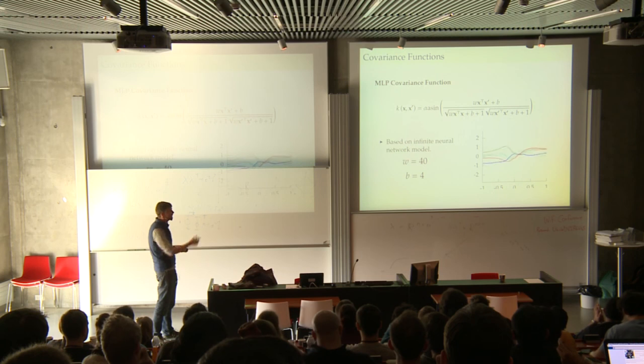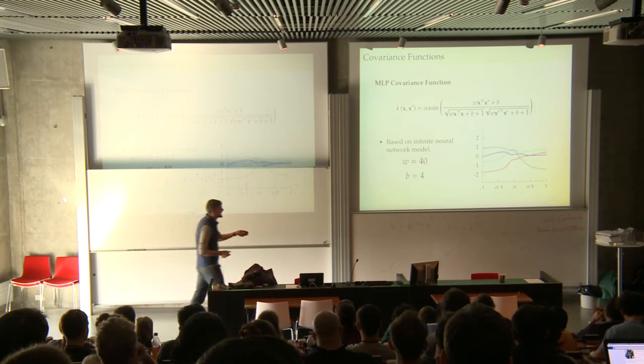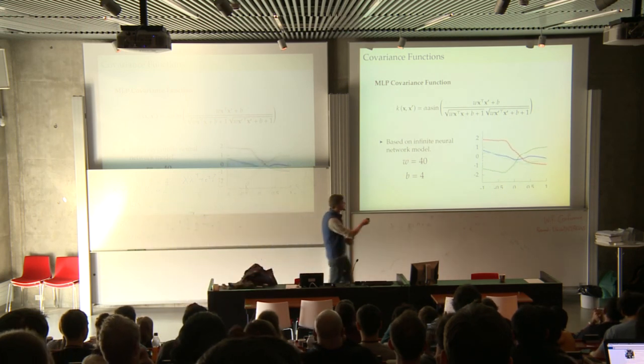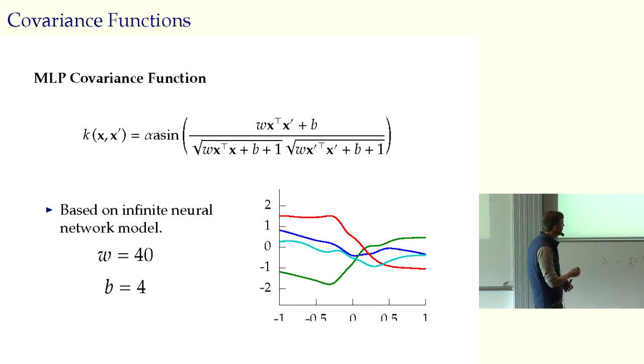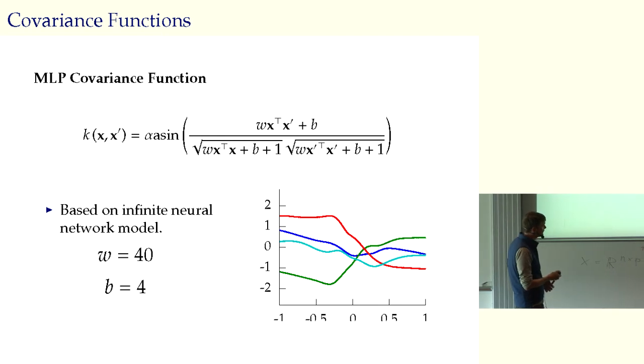And the functions look different, right? They have this sort of saturating behavior, and the location and the width of this saturating behavior is dependent on this parameter b. I'm not going to go into the details, but I've kept it kind of small here. And how much they wiggle is dependent on this parameter w. So these covariance functions have parameters.